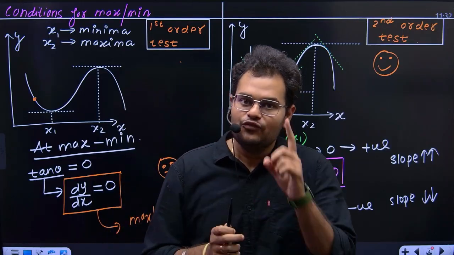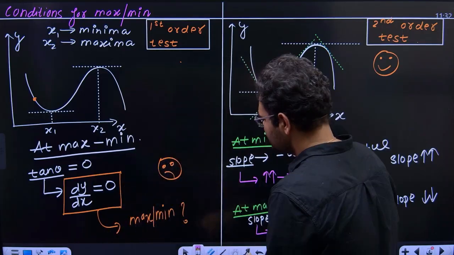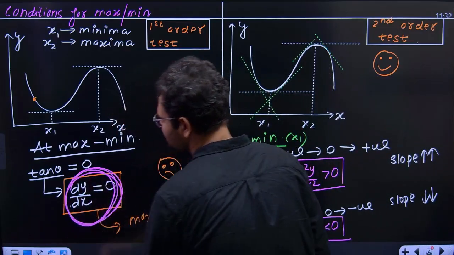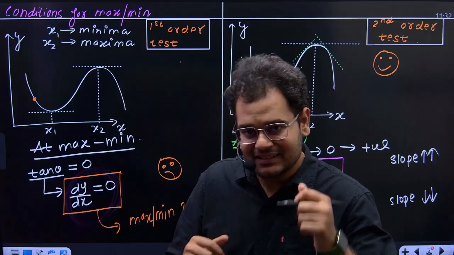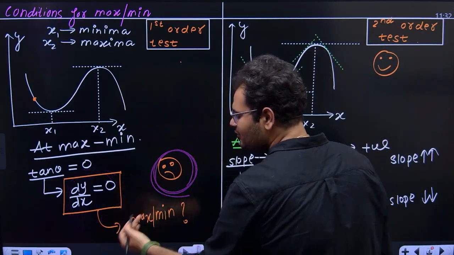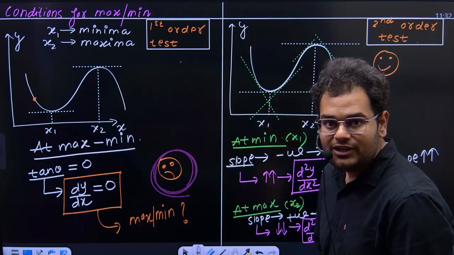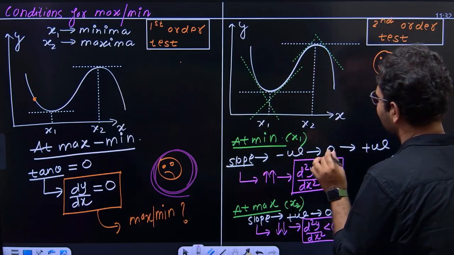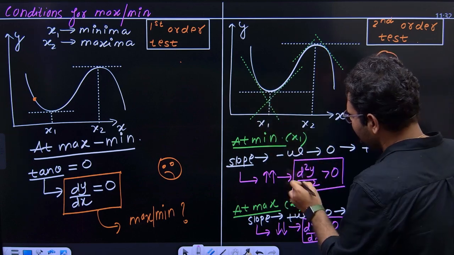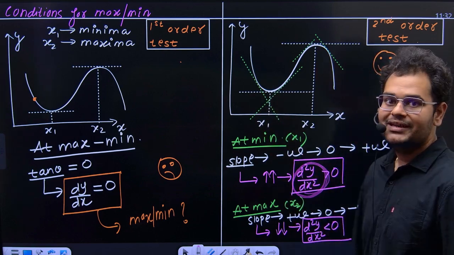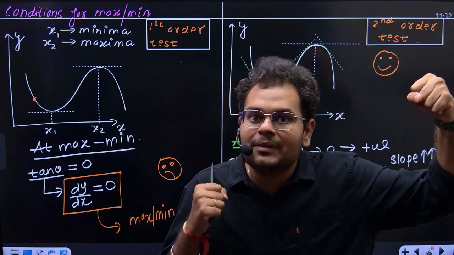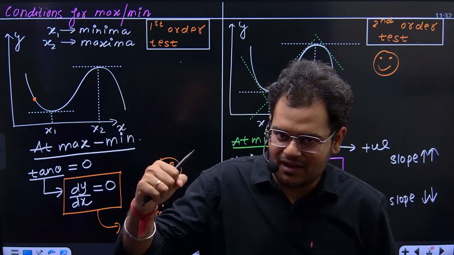Let us revise quickly. What is the first condition? Sir, slope must be 0. Let me highlight: the first condition is that slope must be 0 for both maxima and minima. Yes, correct. Second condition. But I cannot tell which is maxima and which is minima. Then what will we do? We will test whether the rate of change of slope is positive or negative. If d2y by dx2, that is the rate of change of slope, is positive, then it is minima, not maxima. Positive, minima; negative, maxima. Are you getting it?